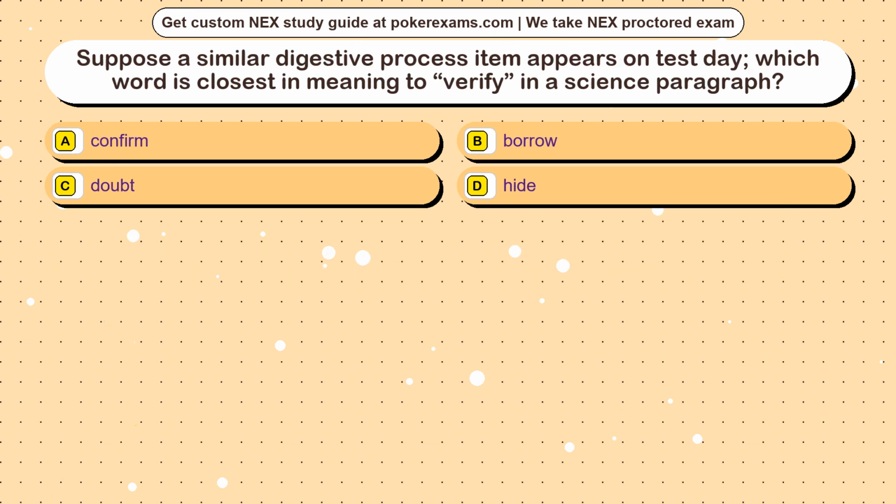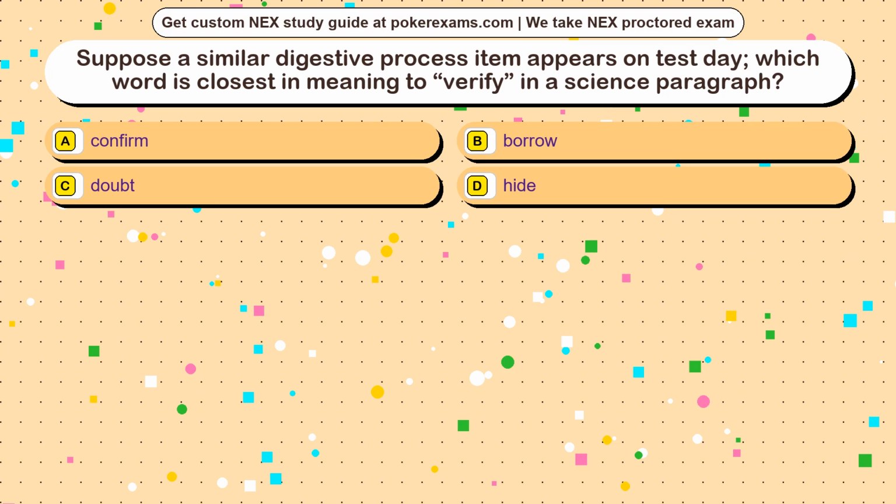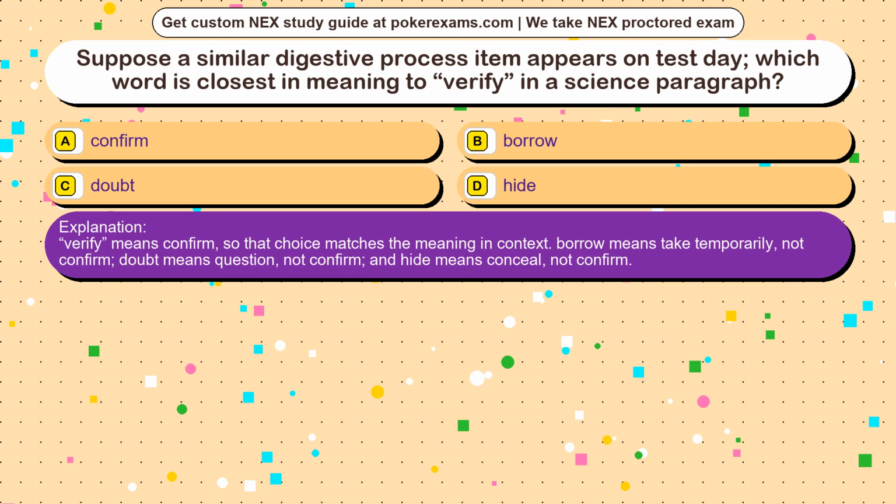Question 7. Suppose a similar digestive process item appears on test day. Which word is closest in meaning to verify in a science paragraph? Option A, confirm. Option B, borrow. Option C, doubt. Option D, hide. The correct answer is option A. Verify means confirm, so that choice matches the meaning in context. Borrow means take temporarily, not confirm. Doubt means question, not confirm. And hide means conceal, not confirm.